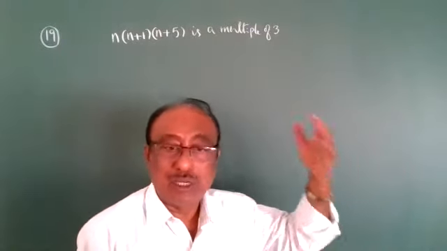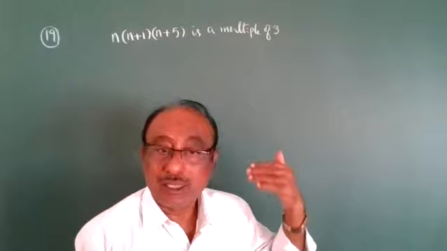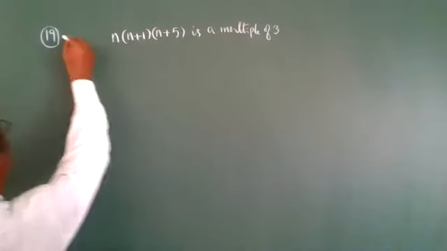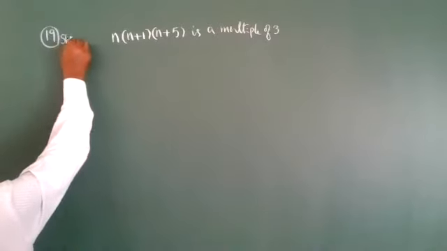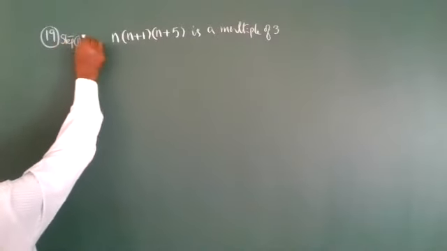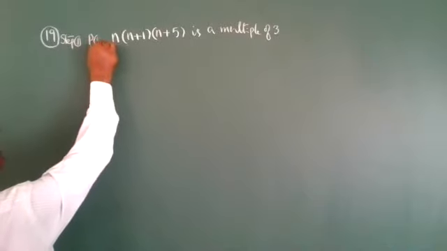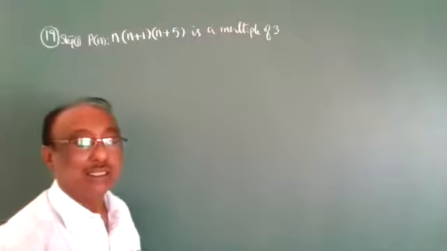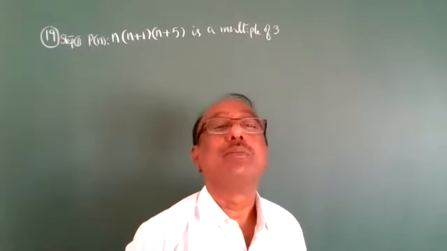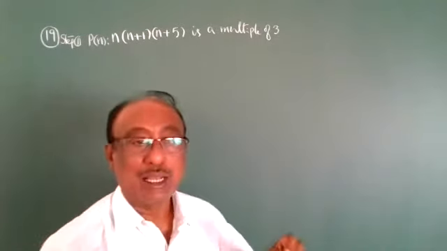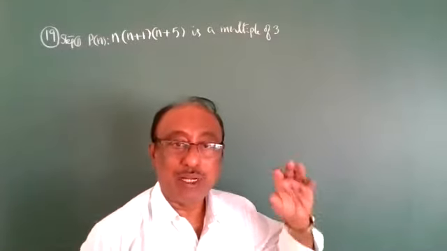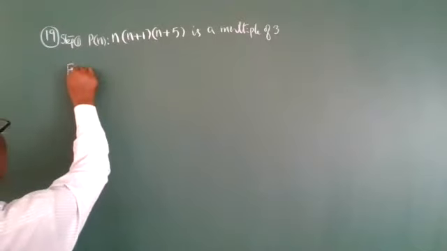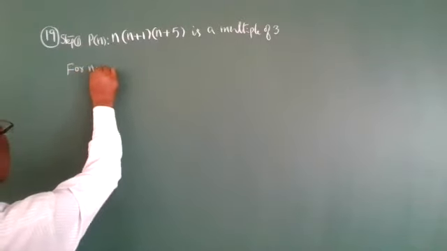So type 1 is a long procedure. For type 2, they are minimizing. Write down step 1, everyone. Step 1 is P of n, the nth term is given: n into n plus 1 into n plus 5 is a multiple of 3. Take n is equal to 1.